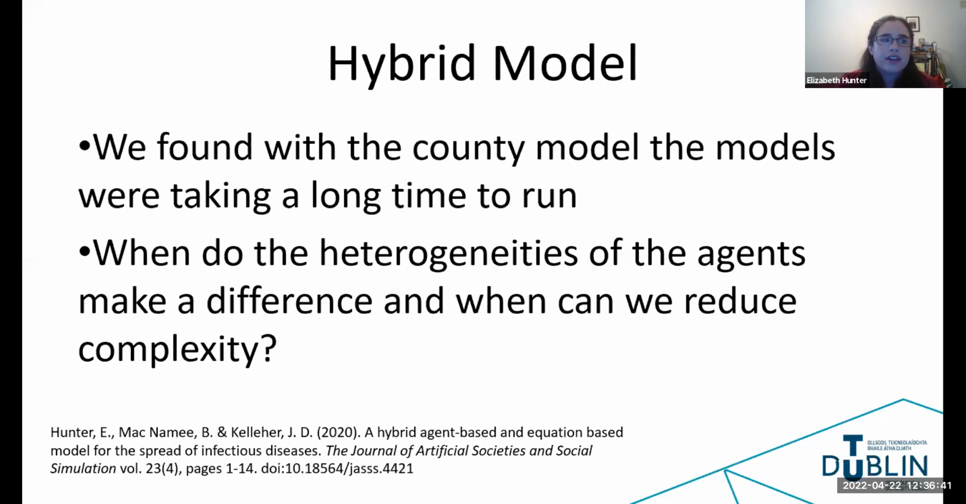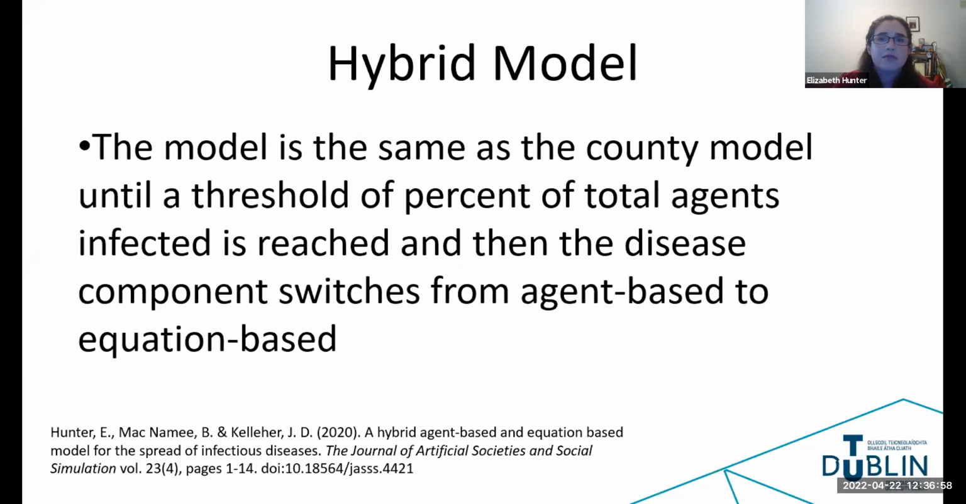But we have the idea that if there are a lot of cases, so if 20–30% of the population are infected, those individual actions don't make as much of a difference, because there's more chance to be infected. If there are so many people infected, it's kind of everywhere. So the thought was that we could create a hybrid model that was the same as our county model until a threshold of the % of total agents infected is reached. Then when we reach that infection level, the disease component of our model would switch from agent-based to equation-based.